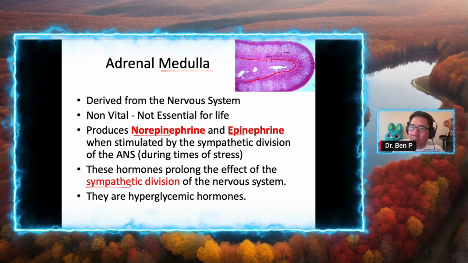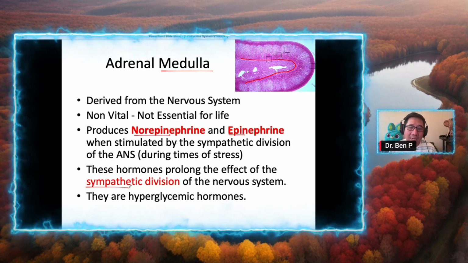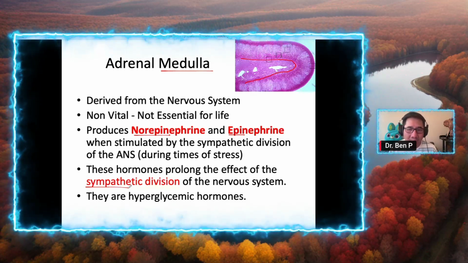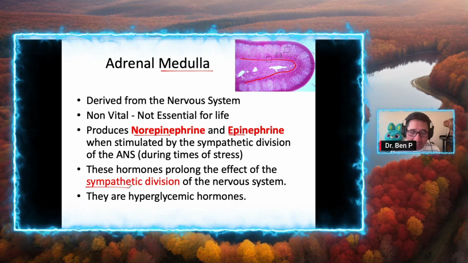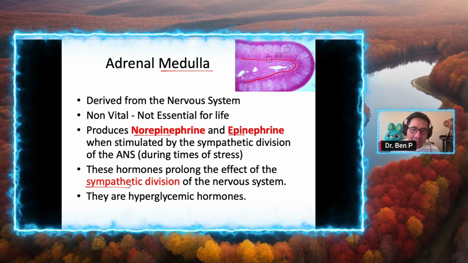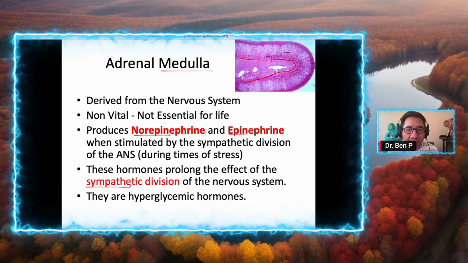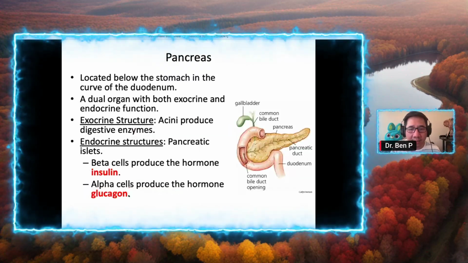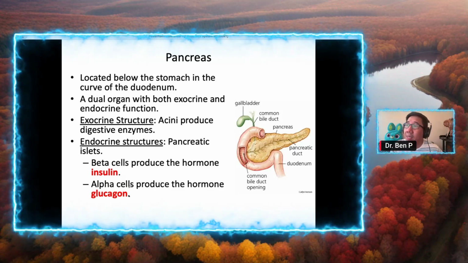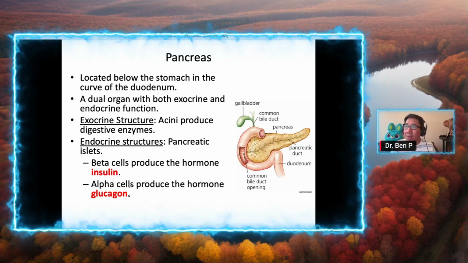These are what we call the sympathetic division, meaning that it's fight or flight. You might have heard that from your psychology class, fight or flight. So when you see a tiger, you want to run. That's the hormone you're going to be using, norepi and epi. Okay, so that's done with the adrenal gland.